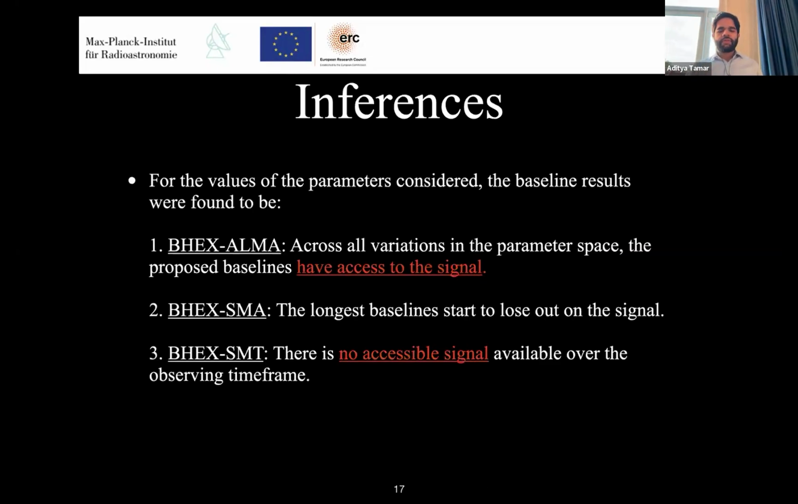And so based on this, the key inferences that we had for BECS ALMA, across all variations in the parameter space, the proposed baselines have access to the signal, which is great. For BECS SMA, you start to lose out on the signal on these longest baselines that BECS is making. But for BECS SMT, there was just no accessible signal available over this observing time frame.